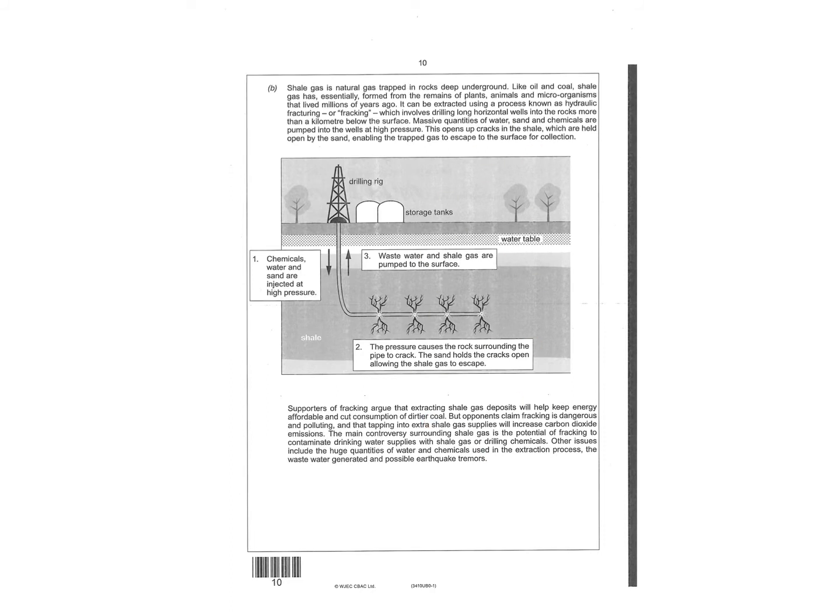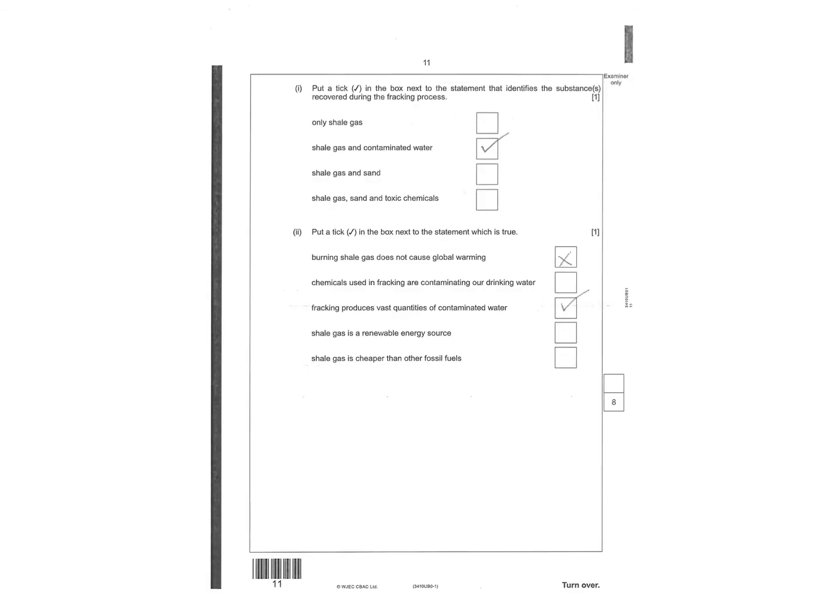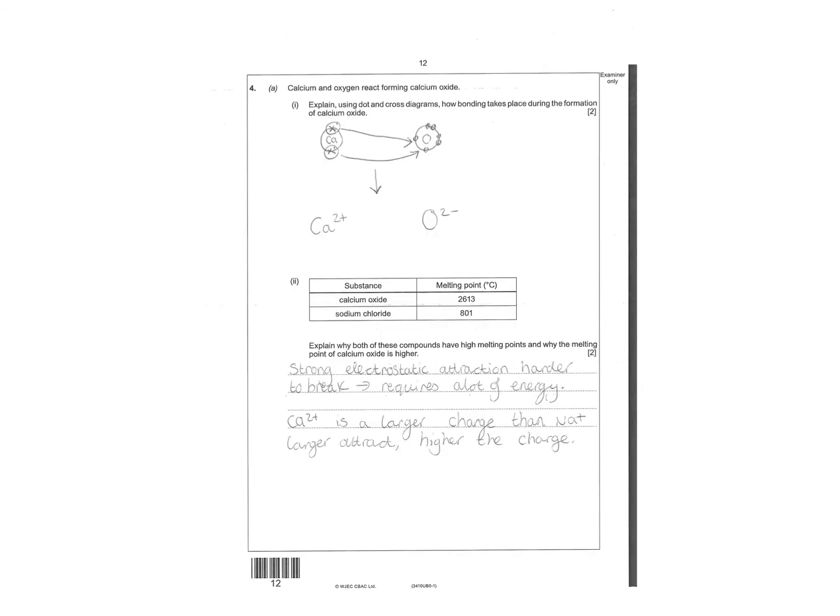Loads and loads of information about shale gas and how we can use it instead of petrol, stuff like that. Put a tick next to the box that best describes the statement. Identify the substance recovered during the fracking process, shale gas and contaminated water. Put a tick next to the box which is true. So fracking produces vast quantities of contaminated water.